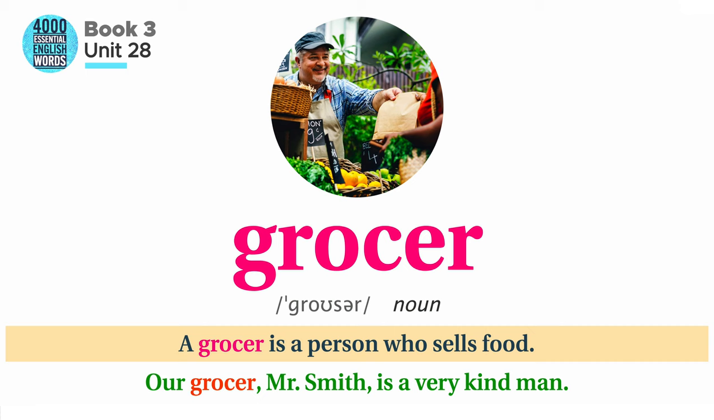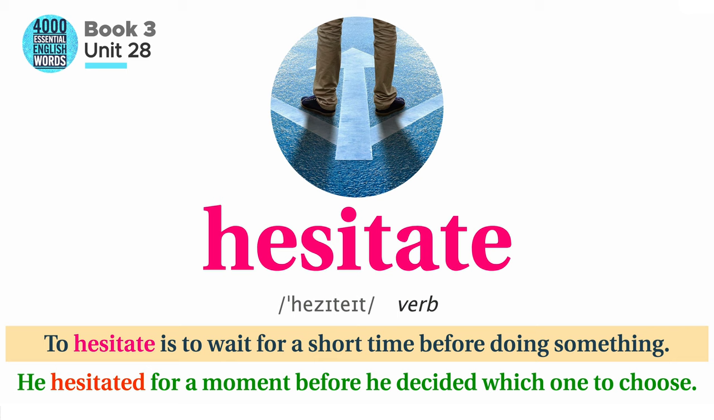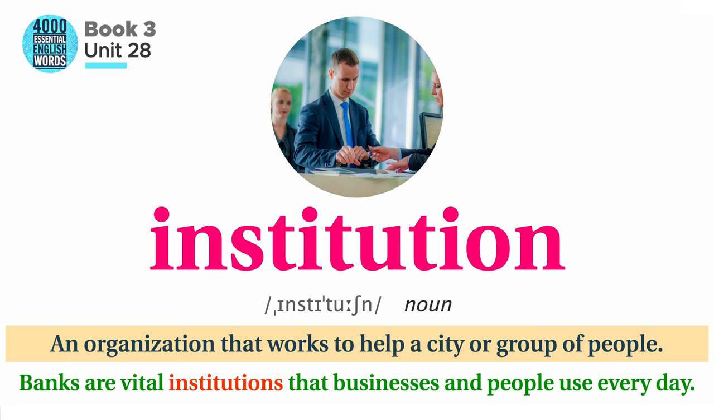Grocer. A grocer is a person who sells food. Our grocer, Mr. Smith, is a very kind man. Hesitate. To hesitate is to wait for a short time before doing something. He hesitated for a moment before he decided which one to choose. Institution. An institution is an organization that works to help a city or group of people. Banks are vital institutions that businesses and people use every day.